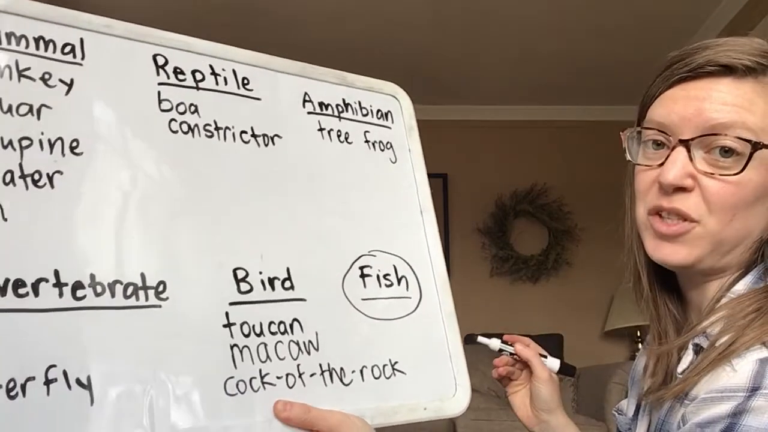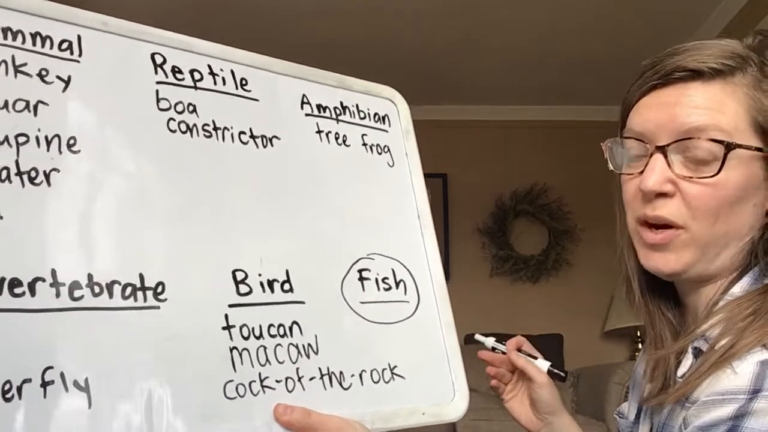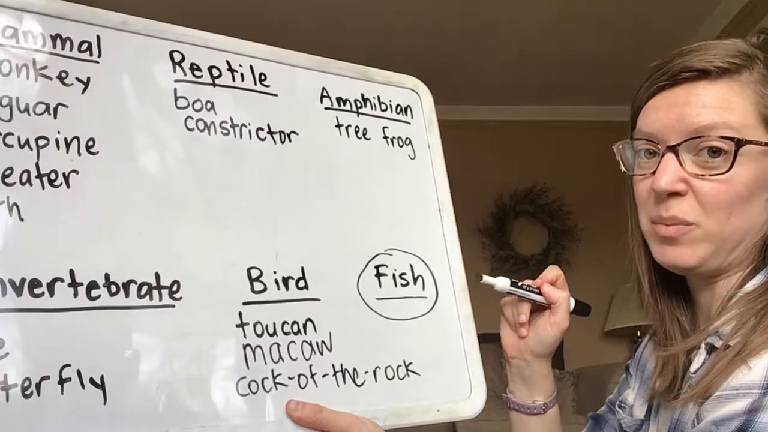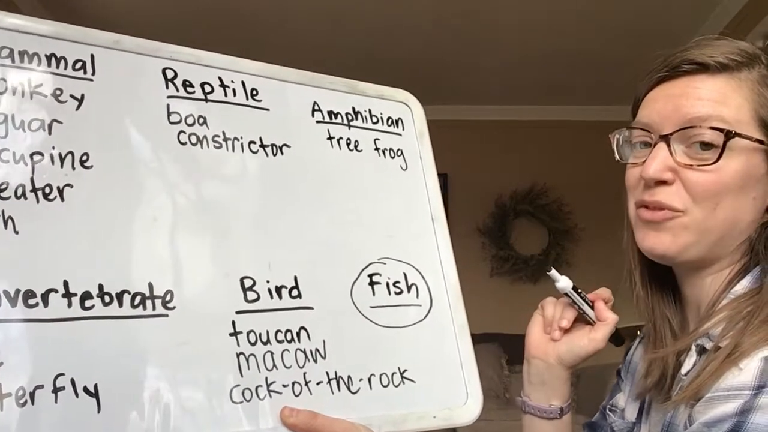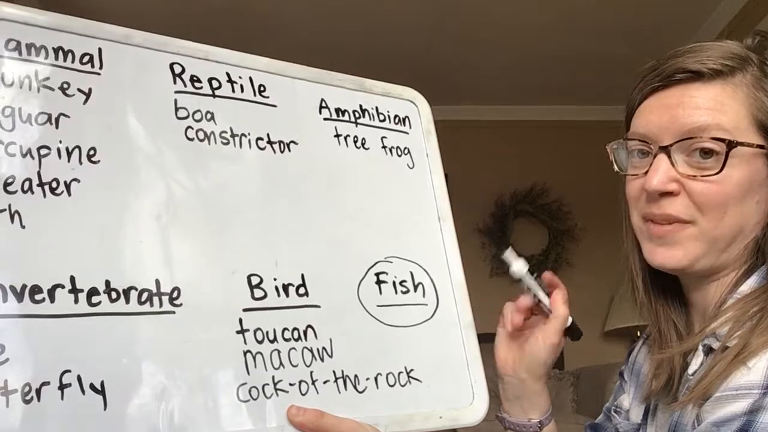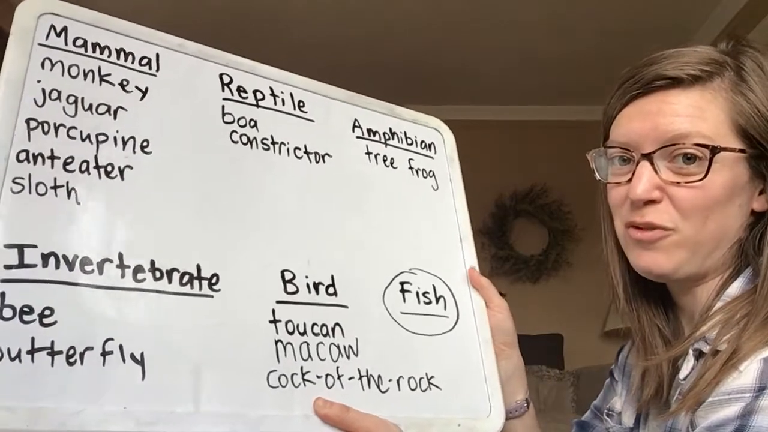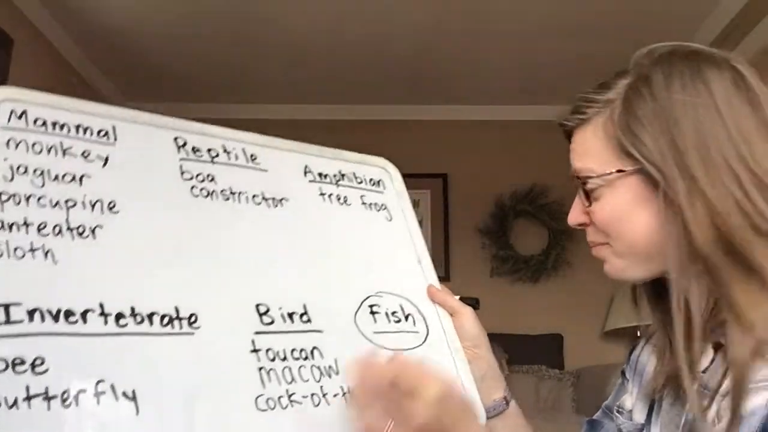Now, I know that there are fish in the rainforest because I know that there's water, but this is really making me want to follow up and do some research about what types of fish live in the rainforest. If you have any ideas about fish that live in the rainforest, you can send me a text.